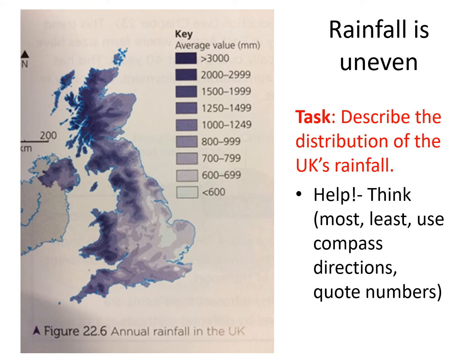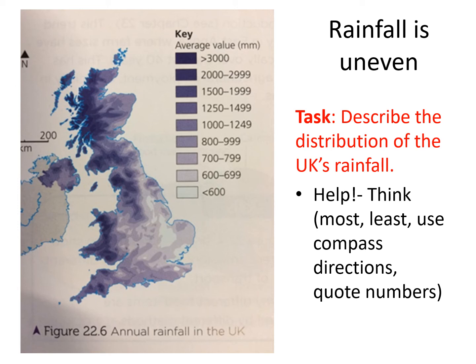Here's a little task for you. We need to look at where our rainfall lands, and as you can see from the map there, our rainfall is very uneven. I would like you to describe the distribution of the UK's rainfall. Now, I don't want to say too much, but I want you to think about using compass directions. If you know your countries for the UK, we've got Scotland in the north, we've got Wales to the west, and we've got England, which takes up the rest of that diagram.